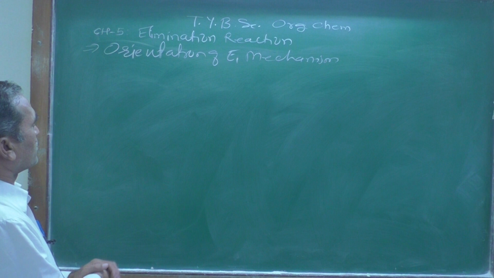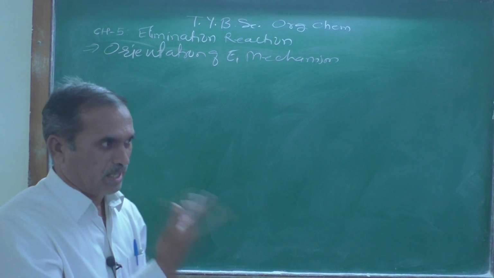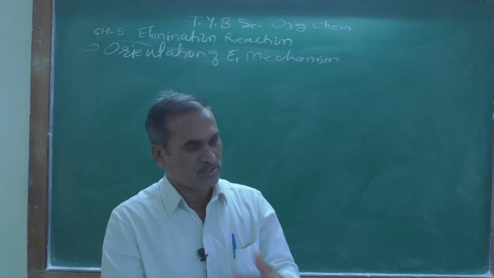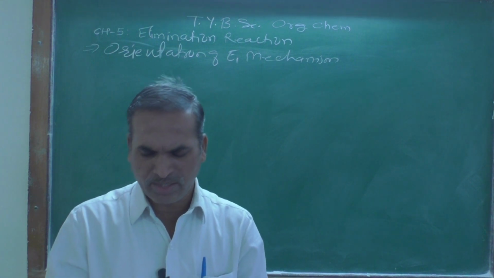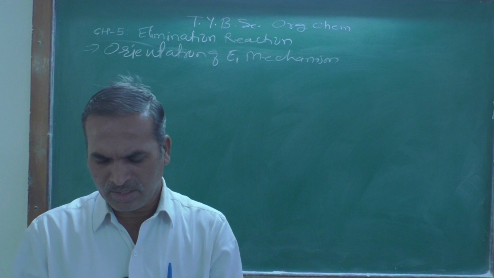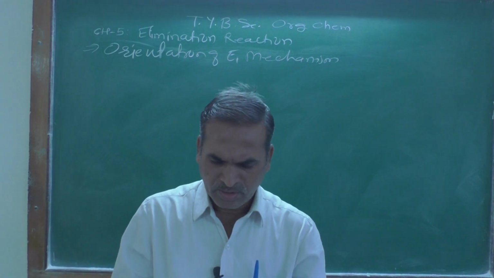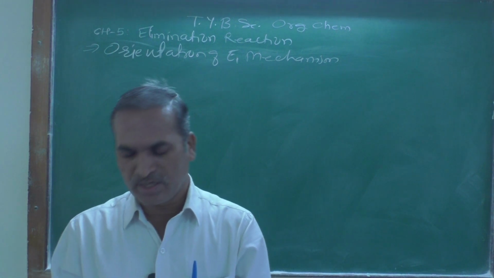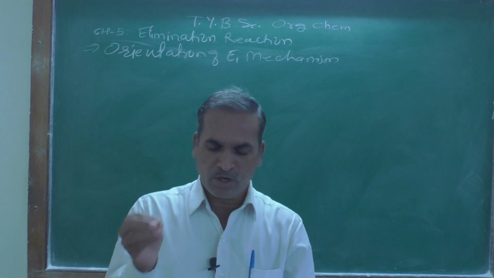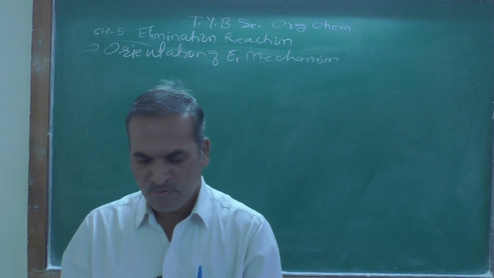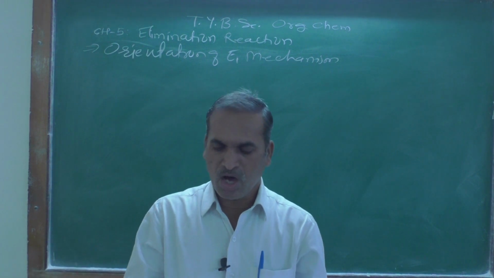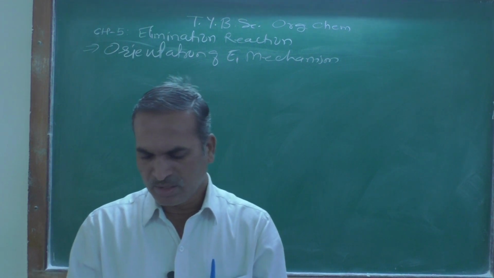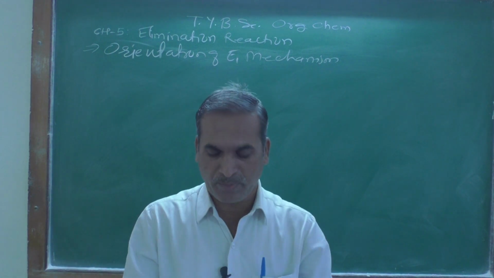Today we are going to discuss the orientation of the E1 mechanism, the orientation and the reactivity. The elimination by E1 always shows strong Saytzeff orientation. That is, when more than one alkene can be formed, the highly branched or more stable alkene is the preferred product, as we know.